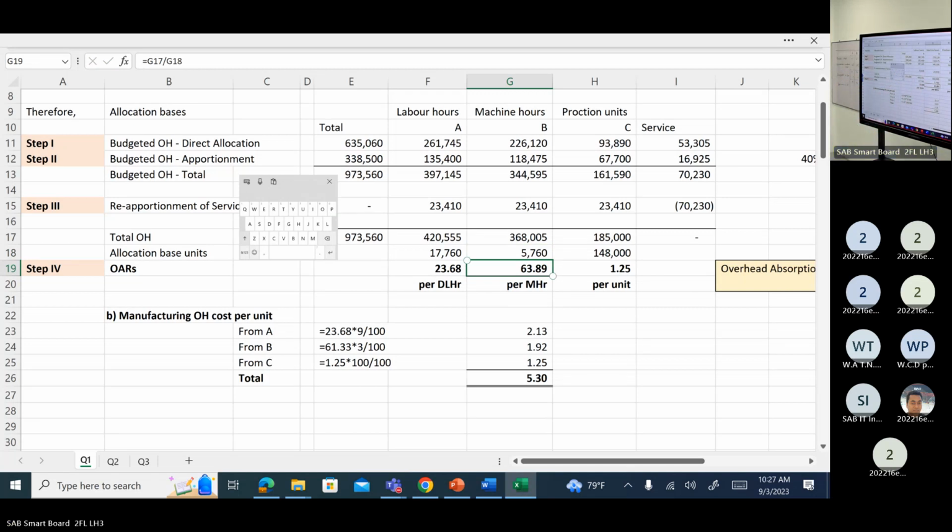Okay. We'll go ahead with the given information. 63.89. See again, total cost divided by number of units, 148. Like up here, manufacturing overhead cost per unit.